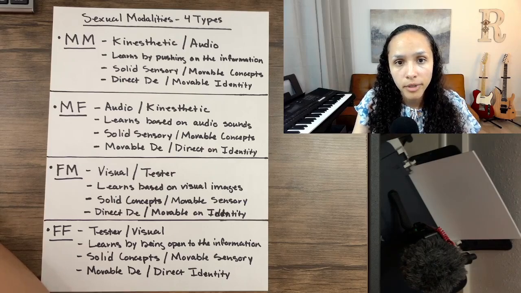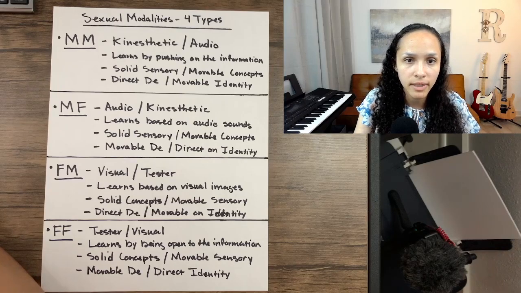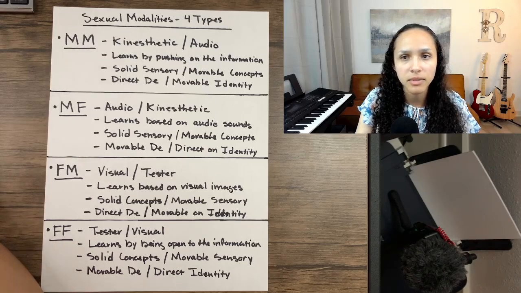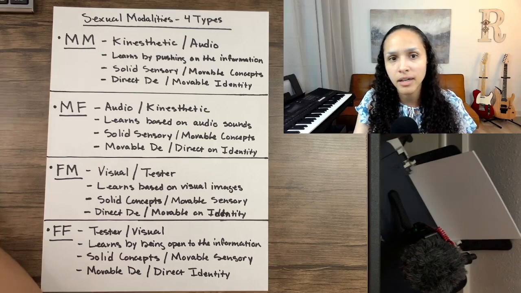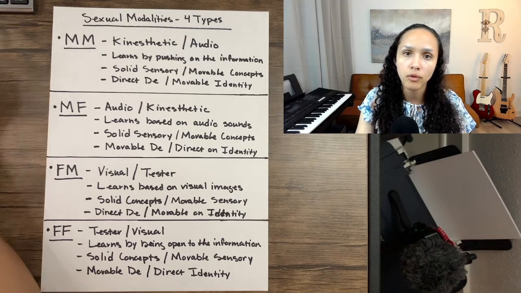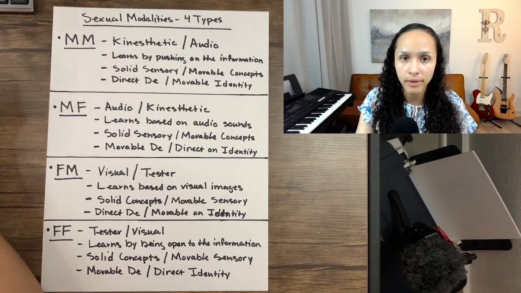So a couple things I'm tracking on all of these is just kind of articulating again what's solid, what's movable, what's direct, what's movable. So for the double masculine, what that looks like is being very solid on the facts, very solid on the sensory details of something, that's solid memory. And the concept is not so clear. They're like, I see it, but I'm not going to push with it. It's where I am movable. I'll be moved by the concept.